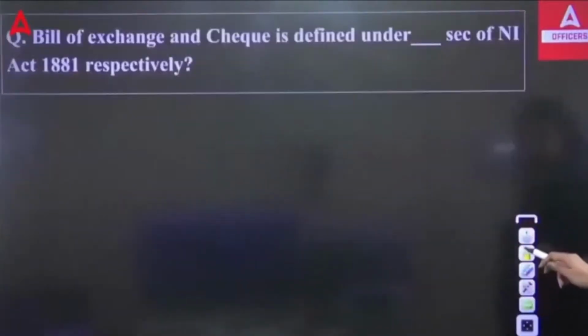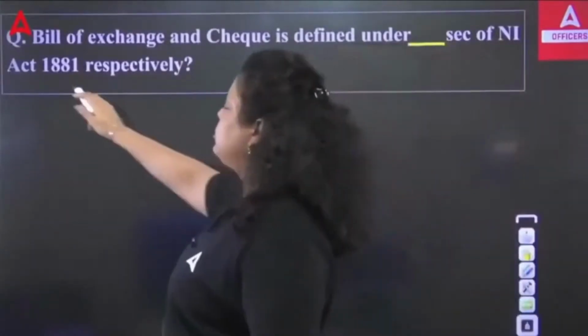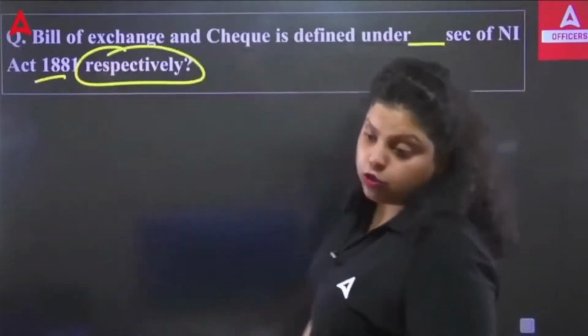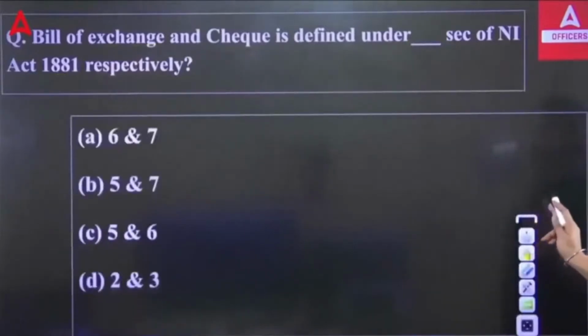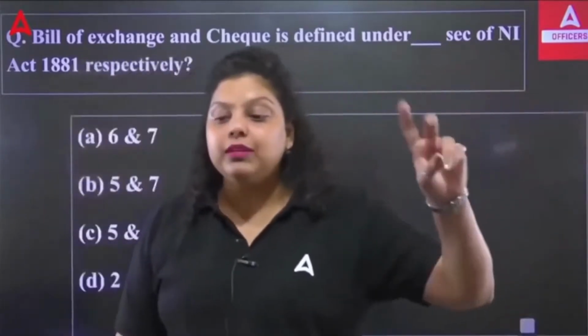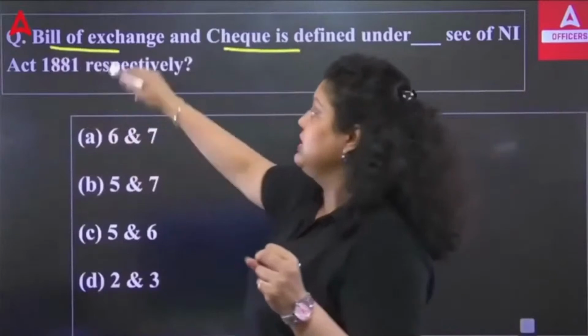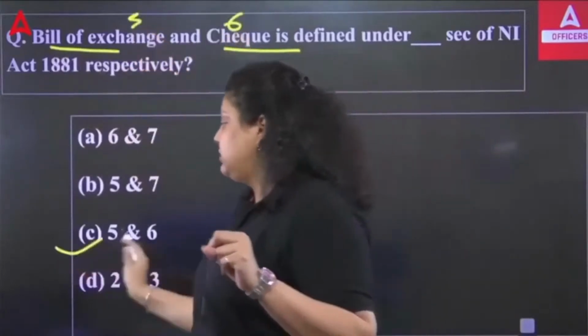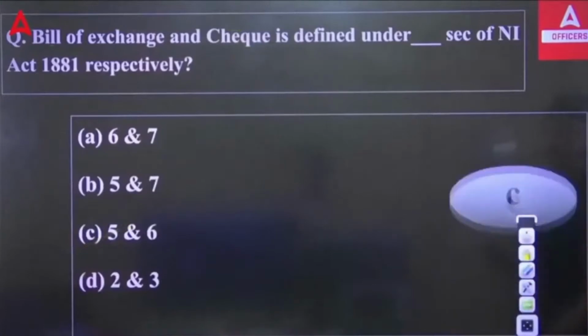Next, third question. The bill of exchange and check are defined under dash section of the Negotiable Instrument Act 1881 respectively. Which of the following is the section of bill of exchange and check under the Negotiable Instrument Act 1881? I have told you that there are three negotiable instruments defined under section 13 of the Negotiable Instrument Act: promissory note, bill of exchange and check. Out of that, we are asking bill of exchange and check are defined under which section? Section 5 and section 6. So the right answer will be your C option. Section 5 defines the bill of exchange and section 6 defines the check.